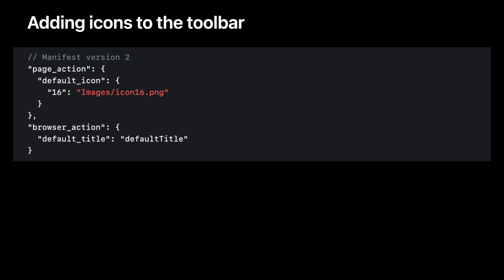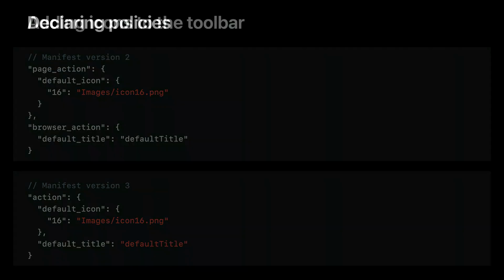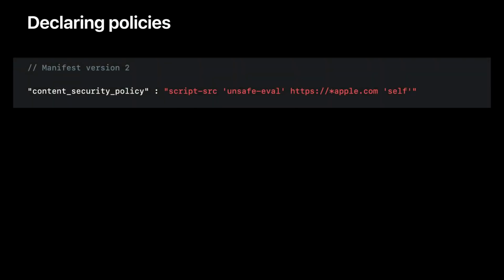In Manifest version 2, the actions were specified distinctly like this. But since these APIs fulfill similar roles, they've been consolidated to use just one API in version 3, which is action. We've also made updates to how you declare content security policies for your extension.